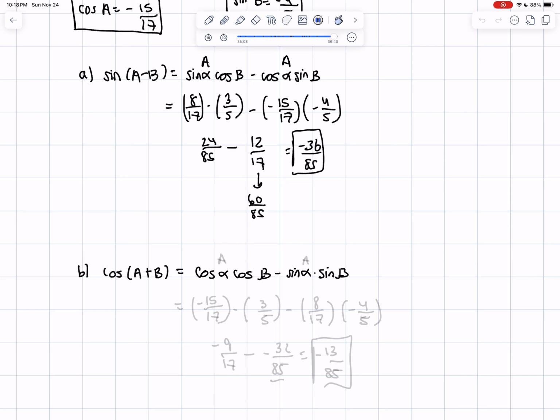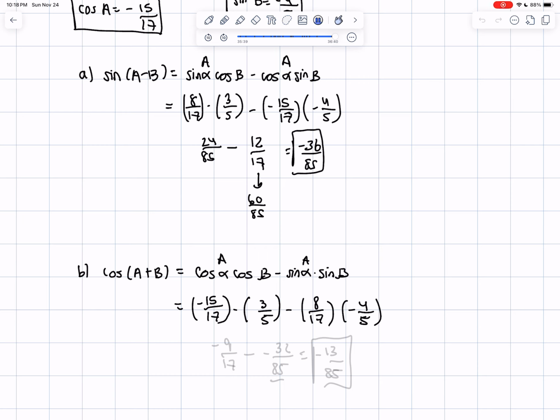Now, my cosine A, again, was negative 15 over 17. My cosine B was 3 over 5. And my sine A was 8 over 17. And my sine B was negative 4 over 5. So now I can multiply these.